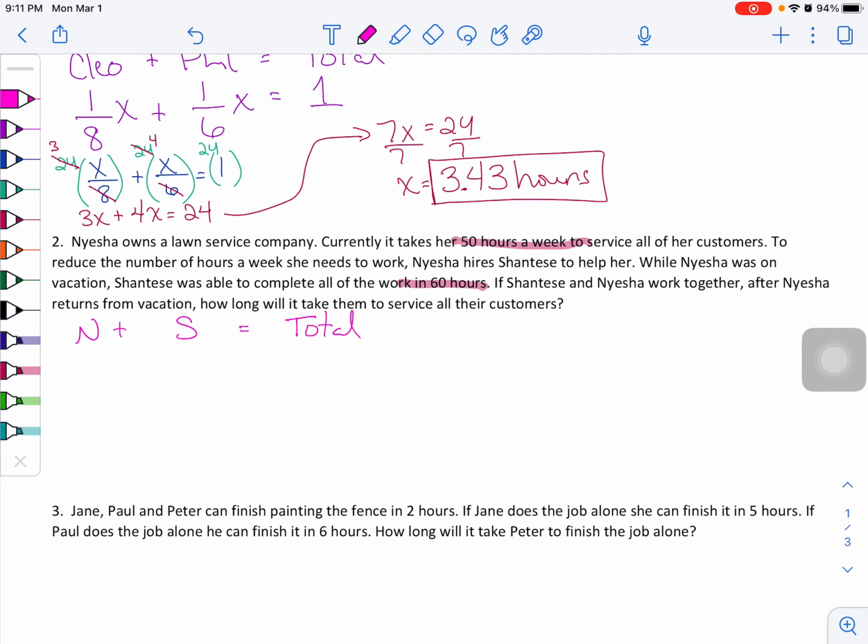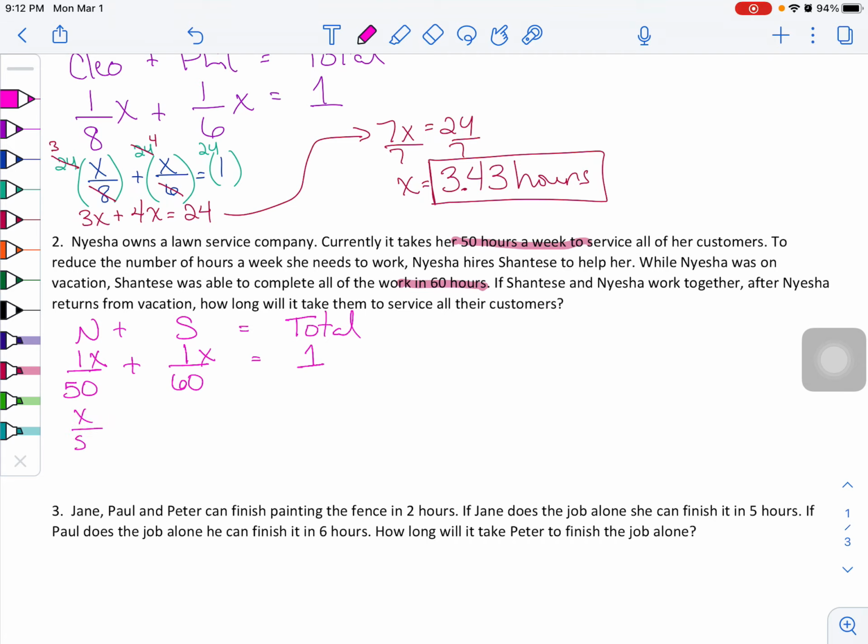Okay, so we have Naisha plus Shantice equals sum total, okay? Now, Naisha has a rate of, I'm going to say all of her customers is one job. I don't know how many customers she has, but it's the same group the whole time. And it takes her 50 hours. Shantice on her own is able to do the same amount of jobs in 60 hours. So total here is all of the customers. Again, I don't know how many that is, so I'm just going to call it one group of customers. And I don't know how long it's going to take them working together to service all of these customers.